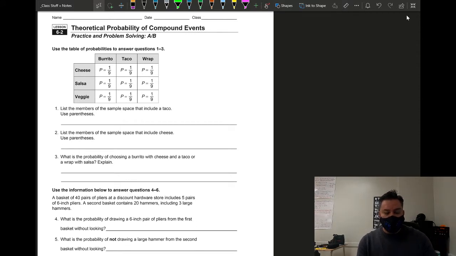And today we're going to keep on talking about theoretical probability of compound events.